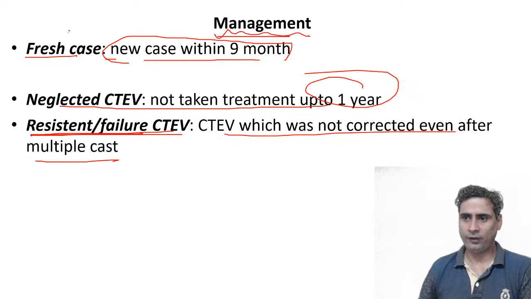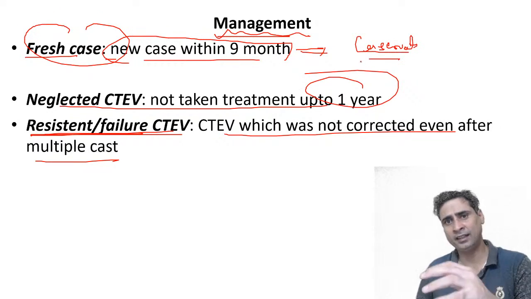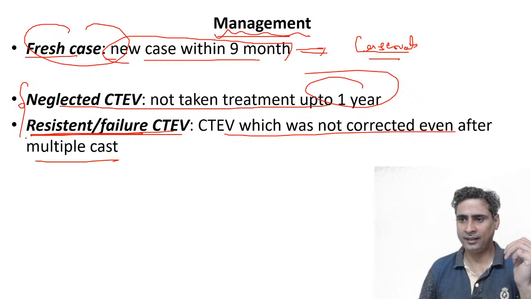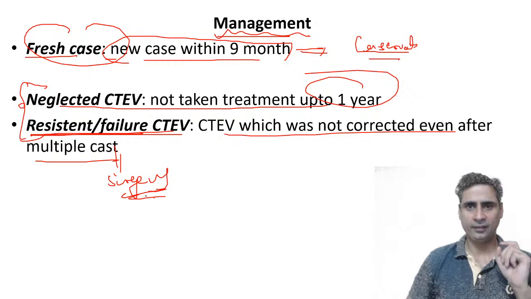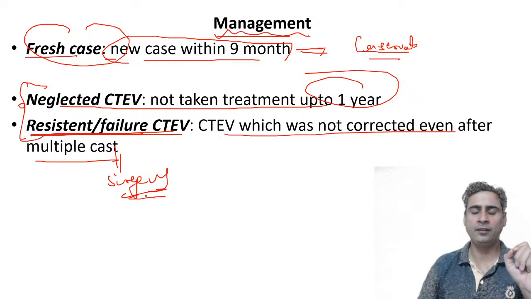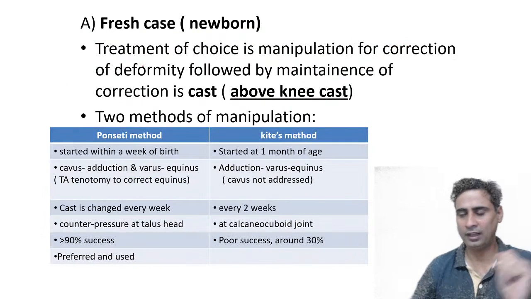So treatment of a fresh case is always conservative, that is manipulation to correct the deformity, then maintain that correction. And for neglected and resistant cases, you will always require surgery. So if the examiner is asking the treatment of CTEV, unless otherwise specified, the examiner is asking about a fresh case. So what is the treatment of a fresh case?